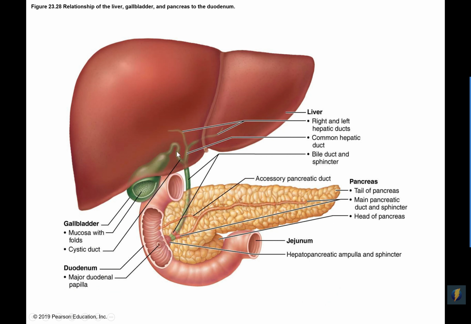You can see this is how these three organs all relate to each other. Here's the liver, there's the common hepatic duct, the cystic duct leading to the gallbladder. The common hepatic duct then continues bringing the bile to the small intestine. Here is that triangular shaped pancreas. There's that main pancreatic duct, which again is going to take us to the first part of the small intestine, the duodenum.